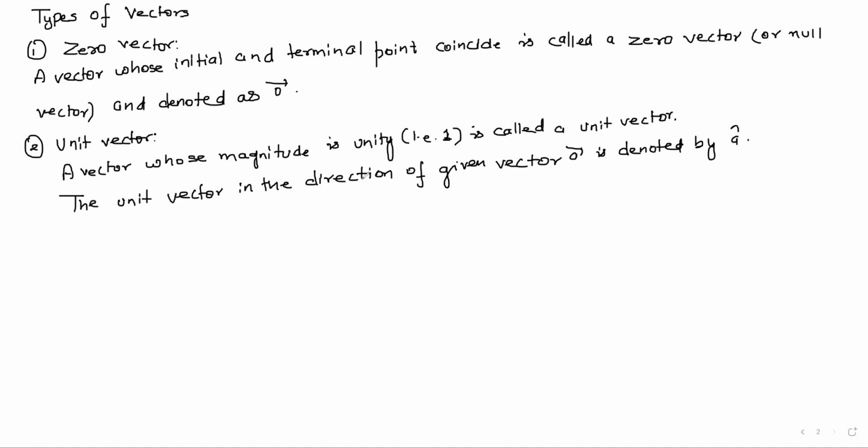So if we have this vector, we need to find the unit vector of this. Then we will divide this by its magnitude, and the unit vector for this one is denoted by this. So we can say A cap is equal to vector A divided by its magnitude.